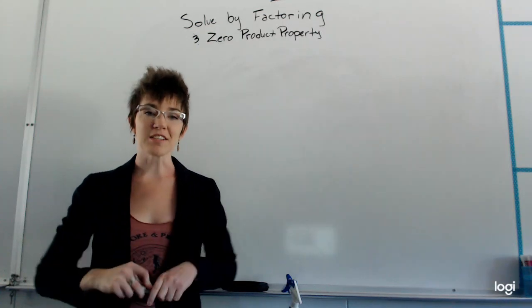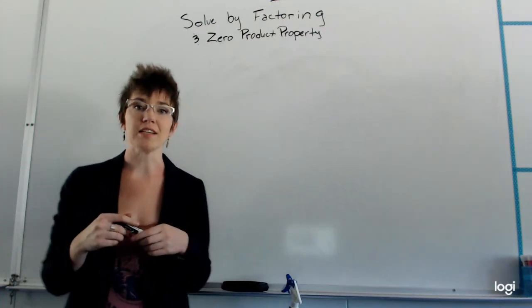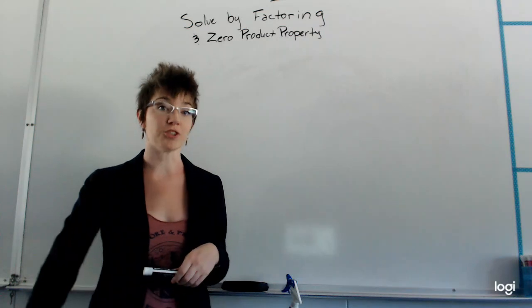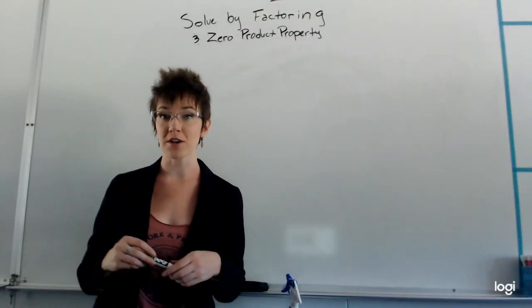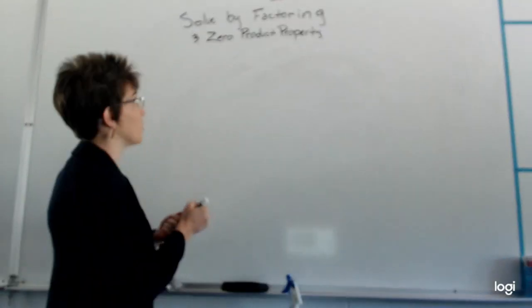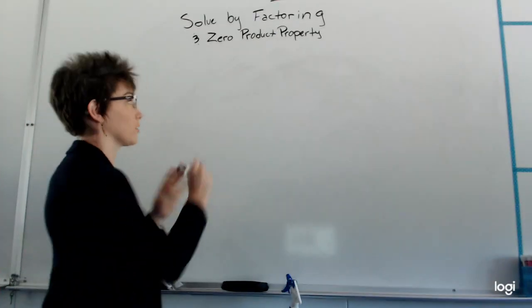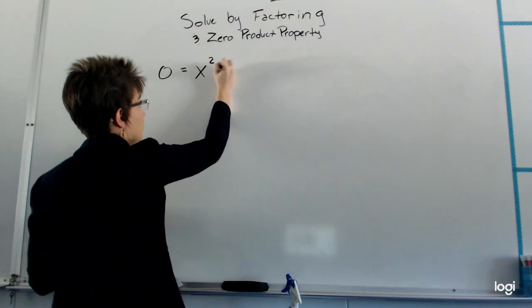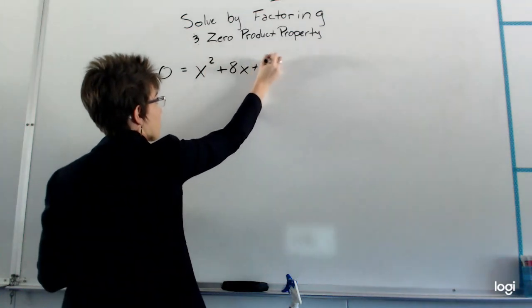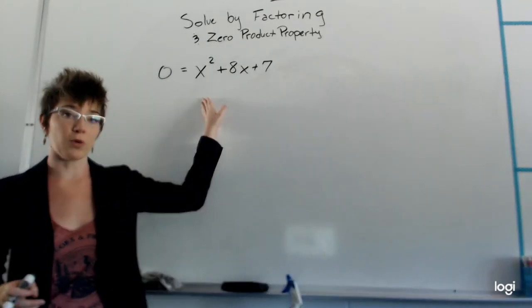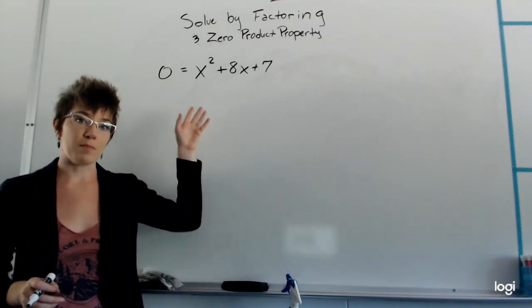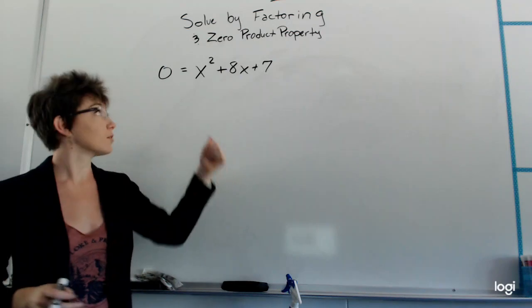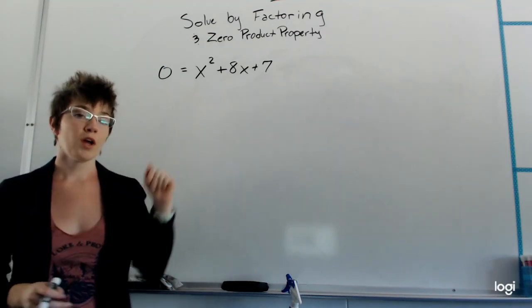All right, so in this video, I'm going to review with you guys how to solve a quadratic equation by factoring and using zero product property. So the problem that I want to start with looks something like 0 equals x squared plus 8x plus 7. And I do want to remind you that when you're solving an equation like this, you might be looking for x-intercepts, right, where your y value is equal to 0.